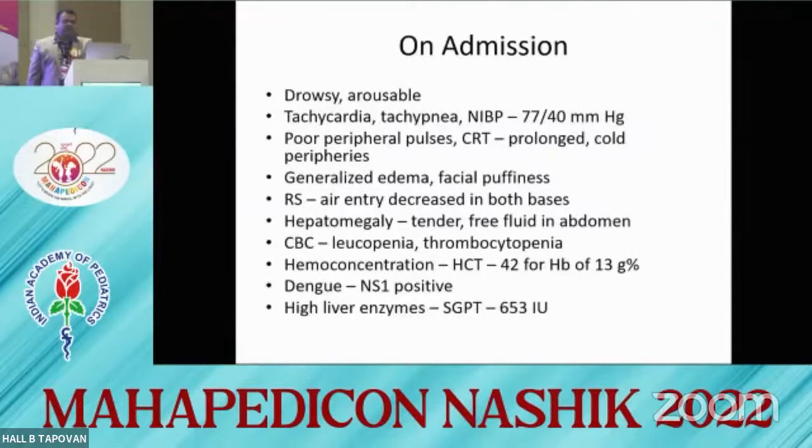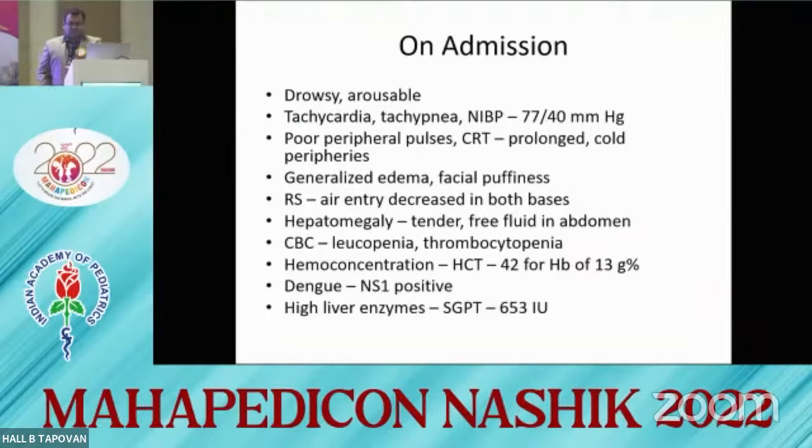There was tachycardia, tachypnea. The blood pressure for his age was preserved, but the child had poor peripheral pulses. The CRT was prolonged and the child had cold peripheries. The child had edema, facial puffiness, air entry was decreased in both bases. There was tender hepatomegaly and there was fluid in the abdomen. CBC was suggestive of leukopenia, thrombocytopenia. There was hemoconcentration, hemoglobin of 13 with a hematocrit of 42, and dengue NS1 was positive. The child had high liver enzymes on admission.